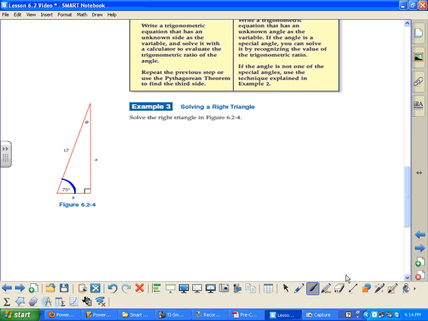First of all, if you know an angle, the other angle is the easiest to find because the two angles have to add up to 90 degrees. So in this case, angle theta is 15 degrees. So that's the easiest part. Then we want to find sides A or B.